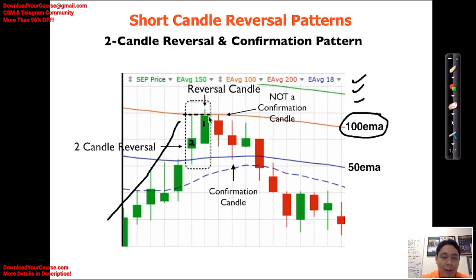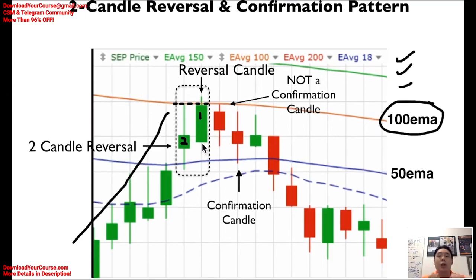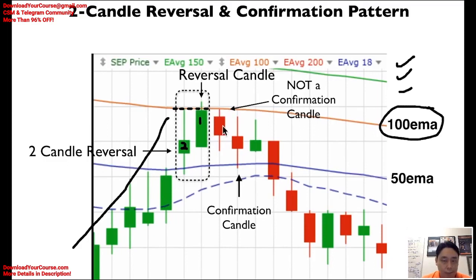Great. And the 2-candle reversal pattern must be followed by a confirmation candle, okay? Now, is this a confirmation candle? No, it's not. Why? Because it makes a lower high than the reversal candle, but it doesn't close below the low of the reversal candle. Can you see? It opens here, it closes here. So it doesn't close below the low of the reversal candle. So it is not a confirmation candle. So you have to wait for a confirmation candle to appear before taking the trade, right?